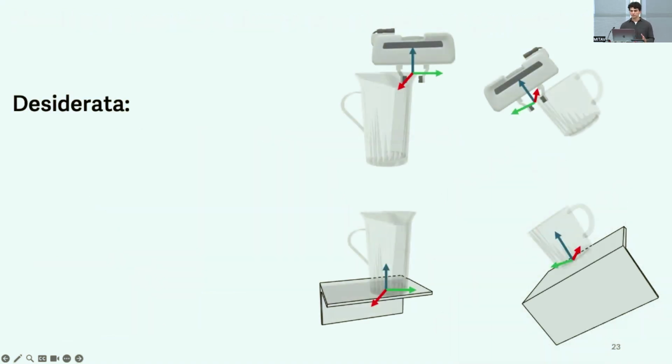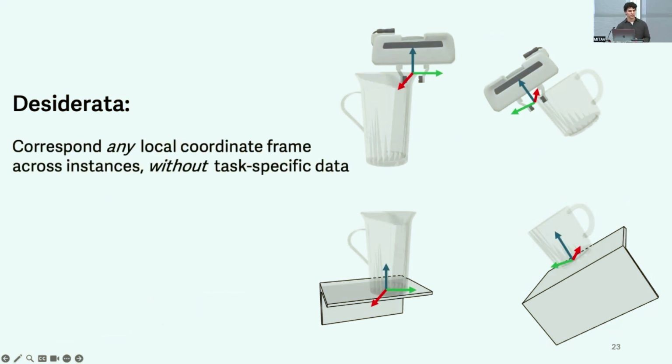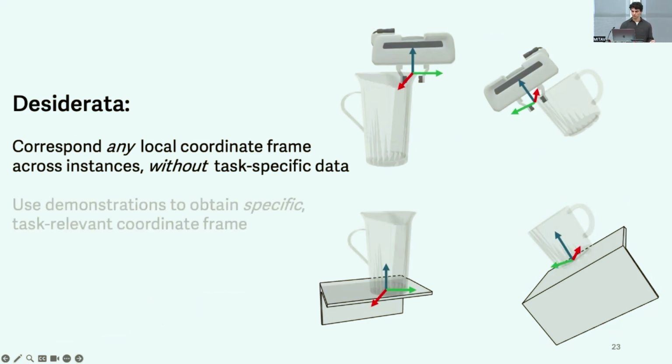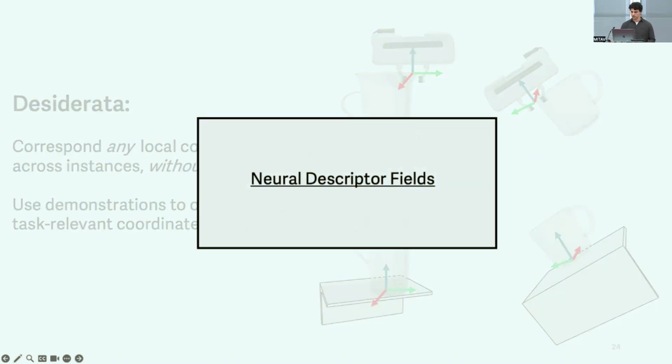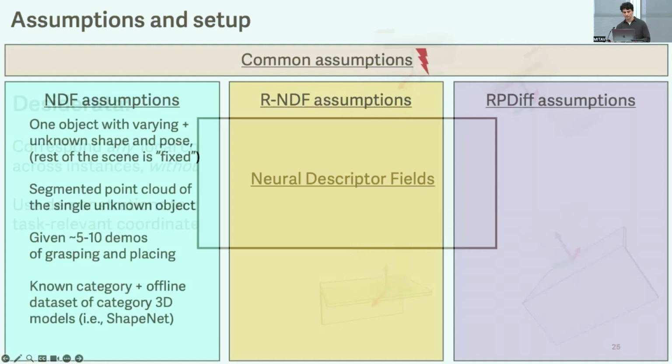So overall, what we're after is a representation that enables corresponding any local coordinate frame, and we would like to train this representation offline without any task-specific data. Then we want to use demonstrations to obtain a specific coordinate frame that's attached to a geometric feature that's relevant for a task, and use the representation to generalize the task by detecting that corresponding frame on new objects. So that's kind of the intuition, and I'll now describe some of the technical aspects of our approach.